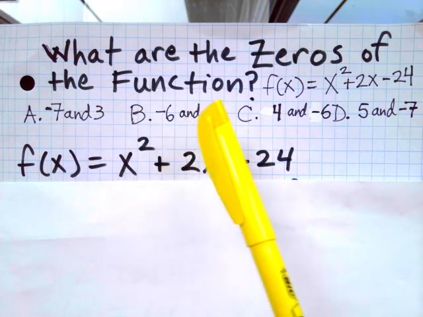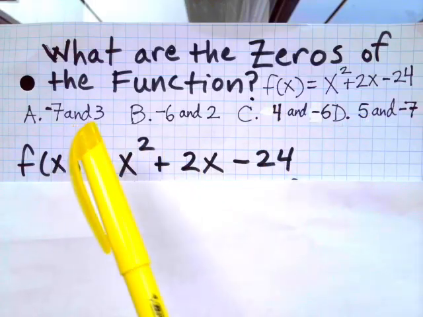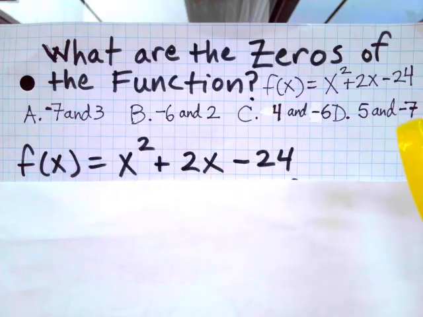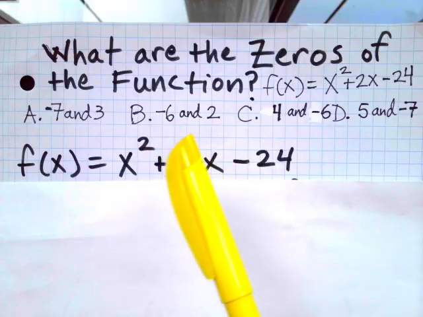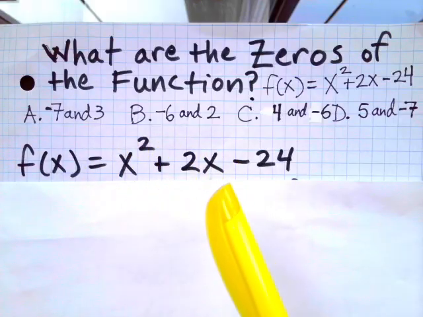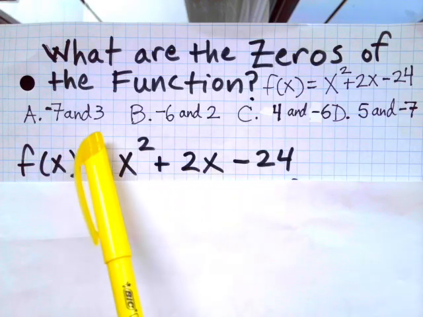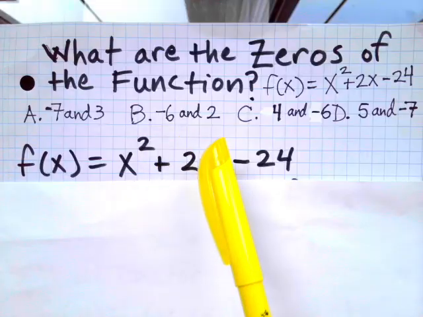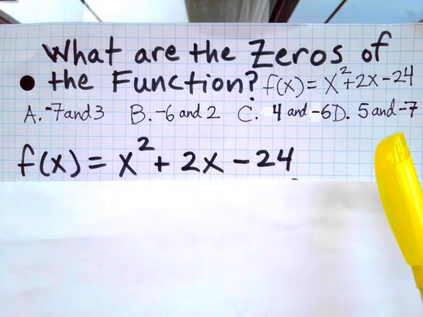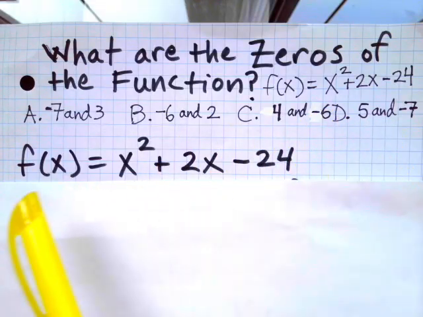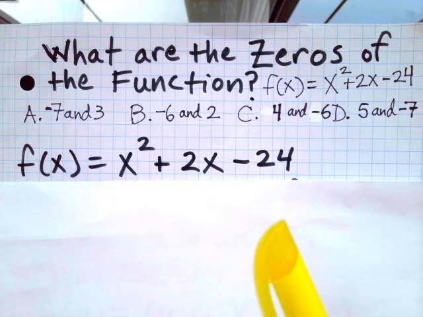A function is a graph. That set aside, which one of these, A, B, C, and D, will both of the terms work as zeros of the function? In the last video, I showed you how to substitute these two values, and we're looking for f of 0 equals 0. That was our answer. In this particular video, I'm going to show you how to factor.